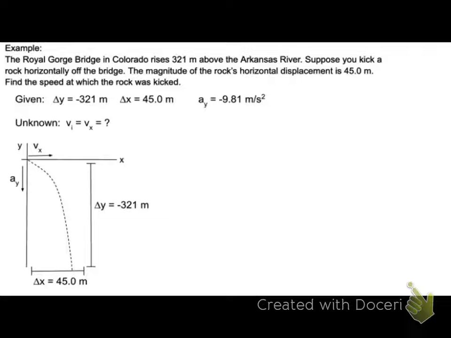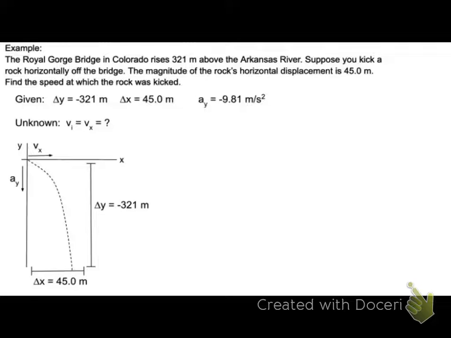Example problem says the Royal Gorge Bridge in Colorado rises 321 meters above the Arkansas River. Suppose you kicked a rock horizontally off of that bridge. The magnitude of the rock's horizontal displacement is 45 meters. Find the speed at which the rock was kicked.